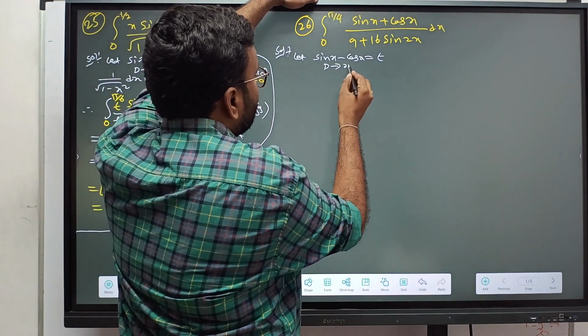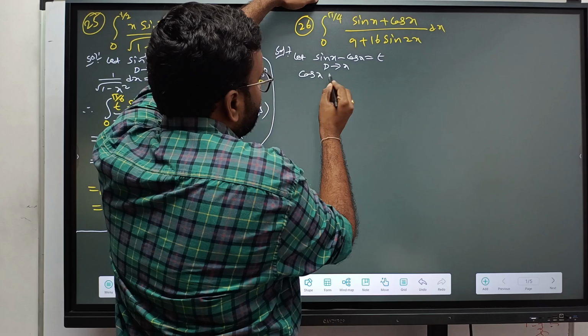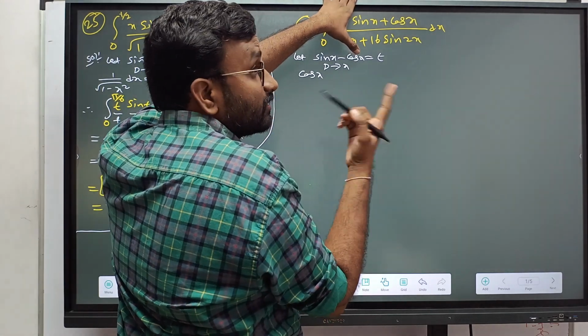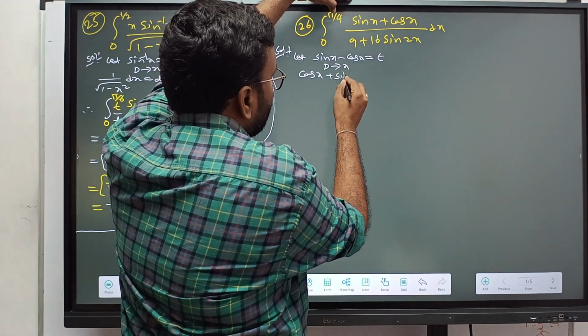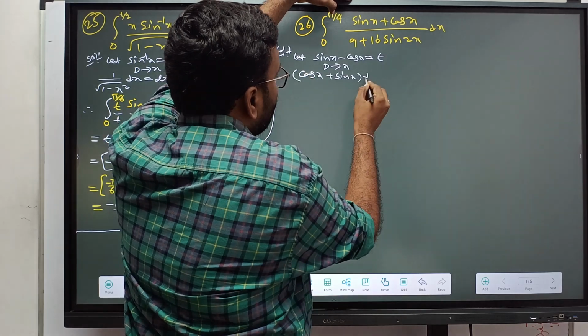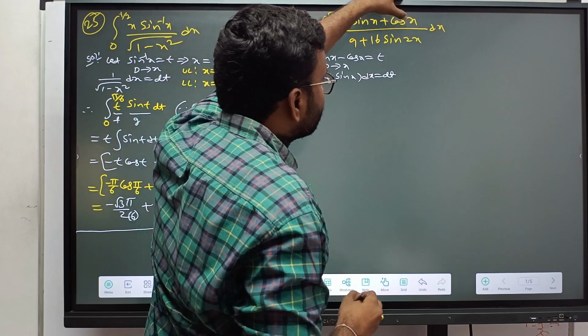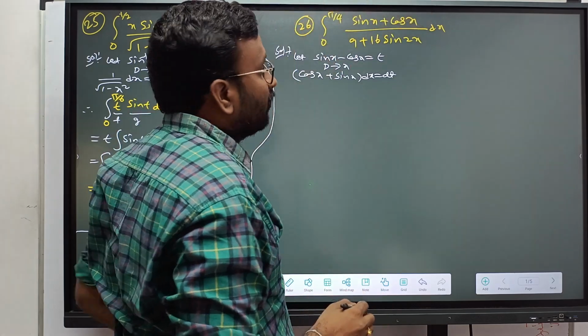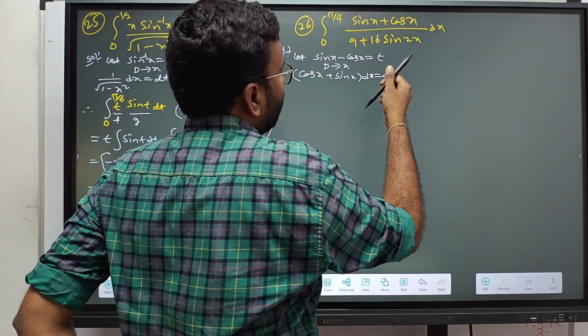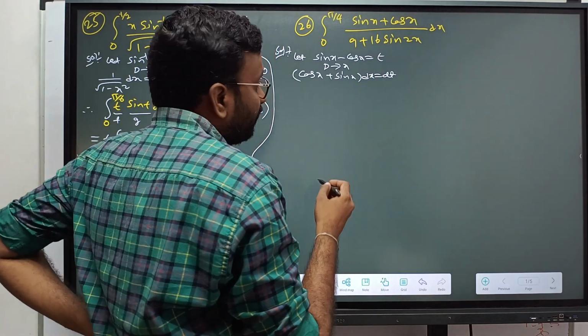Differentiation with respect to x. What is the derivative of sin x? Cos x. The derivative of cos x is minus sin x, but minus into minus gives plus sin x, into dx is equal to dt. Now sin x plus cos x dx is dt. What about the denominator? We need to find sin 2x, and we also have to find the limits.